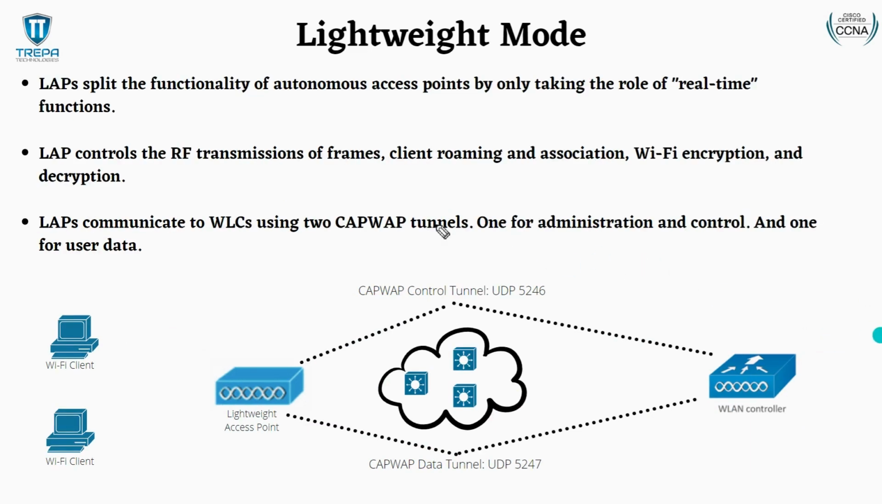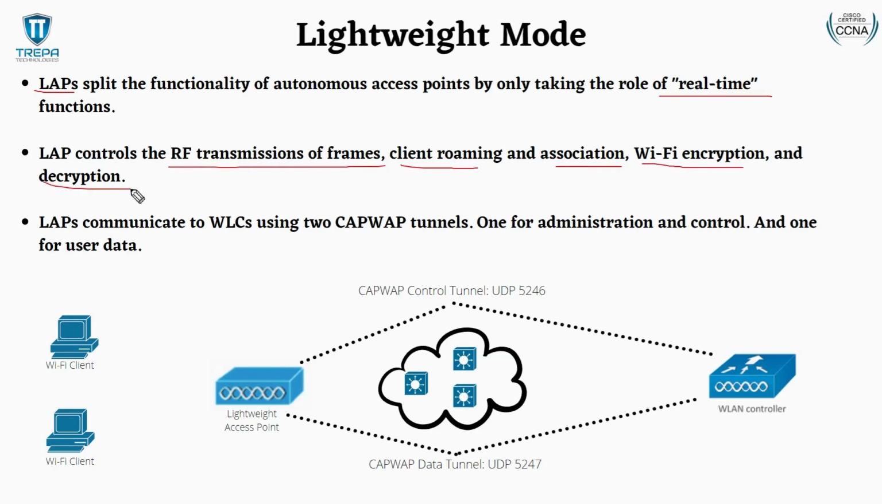So lightweight access points, or LAPs, split the functionality of autonomous access points by only taking the role of real-time functions. So those real-time functions are the RF transmissions, right? The client roaming and association, the Wi-Fi encryption and decryption.